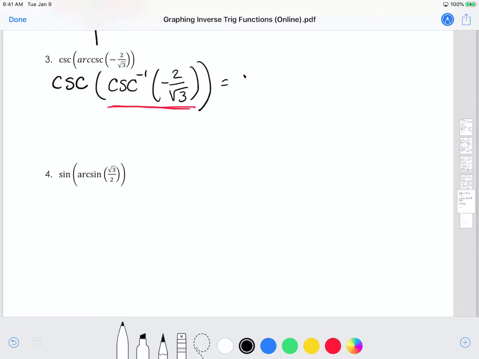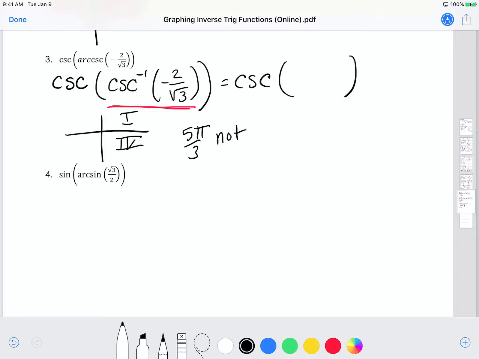Well, for inverse cosecant, we have to look at quadrants 1 and 4. It's going to be between pi over 2 and negative pi over 2. So if I look at my unit circle and figure out where cosecant is negative 2 over the square root of 3, remember sine and cosecant are reciprocals. So really I'm looking to see where sine is negative square root of 3 over 2. And that would be at 5 pi over 3. Here's where it gets tricky. 5 pi over 3 is not in the range of inverse cosecant.